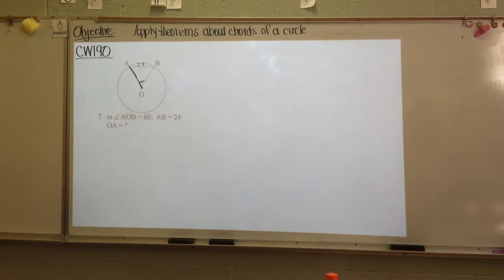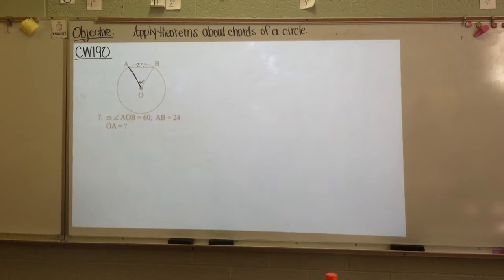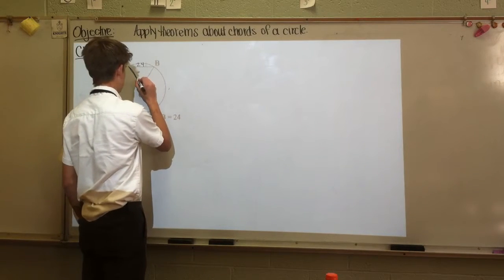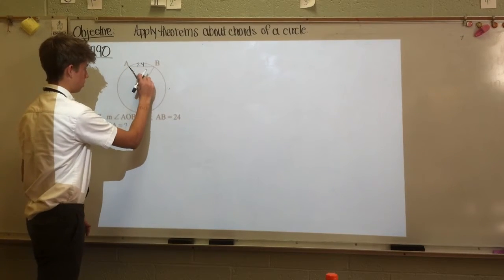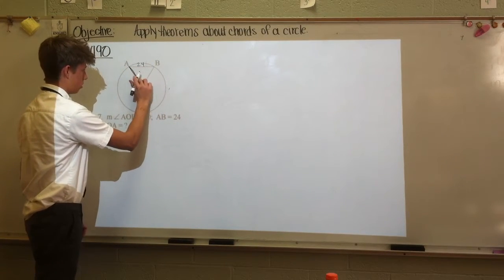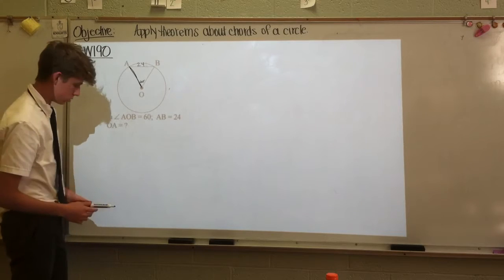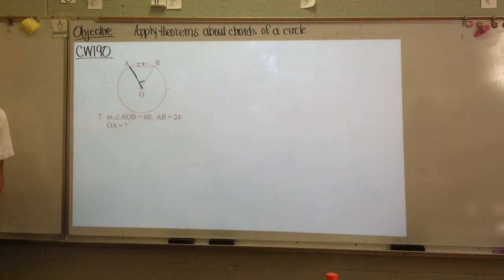For a piece of candy, what is one strategy I could use? I can draw something in. How do I draw something in to make it a 30-60-90? It is a 60-60-60, thank goodness, or else it wouldn't be a triangle. Or you could use cosine. That's 60. I want to make a right angle somewhere. How can I draw something in to make a right triangle?